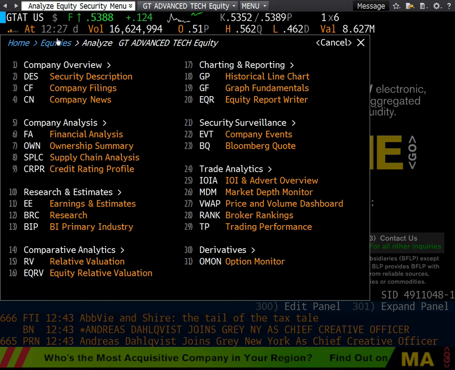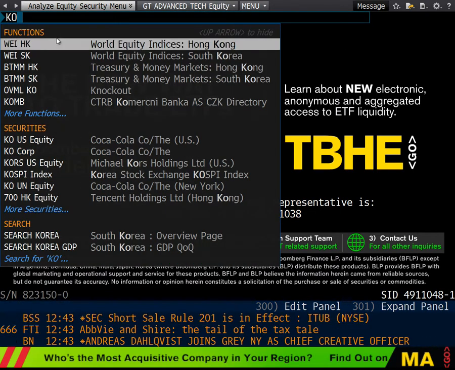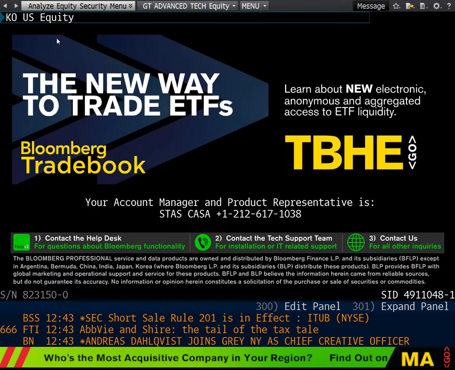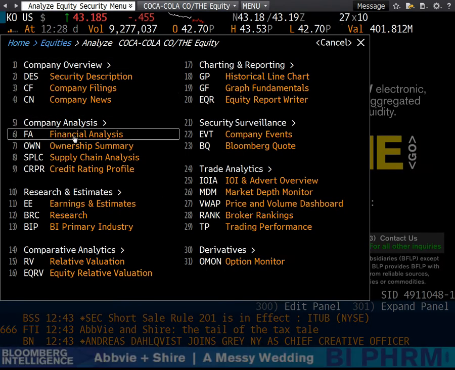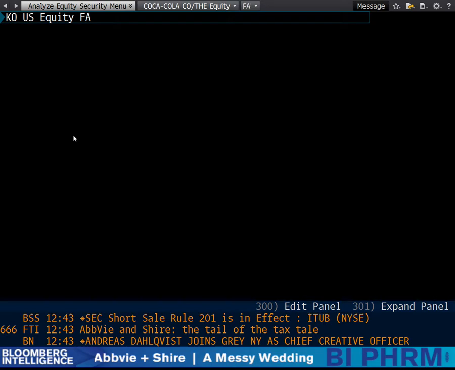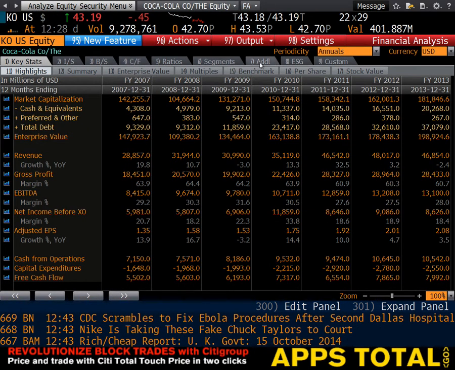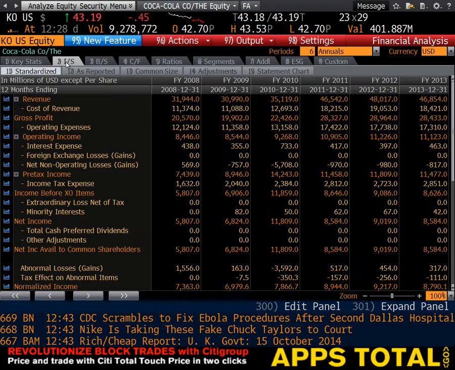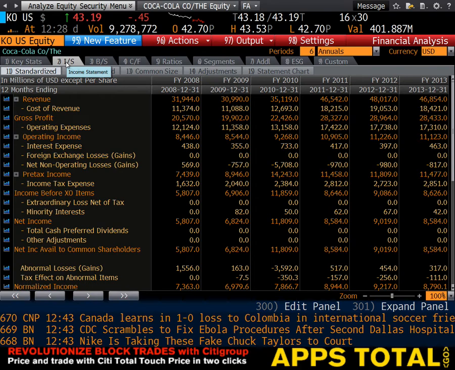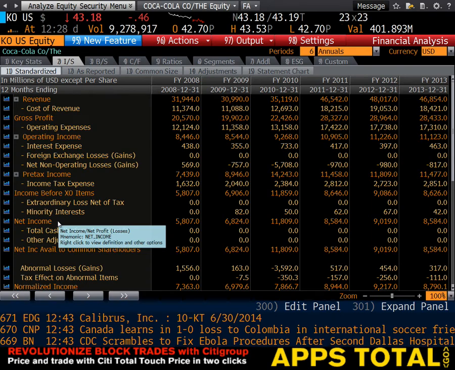In Bloomberg, if I go to KO US Equity, this is Coca-Cola. FA, Financial Analysis. And then these are a series of tabs with financial statement data for a company. I'm going to click on IS, which is the historical income statement data. Now, standardized is as it sounds. Basically, this is a standardized Bloomberg format for the income statement.